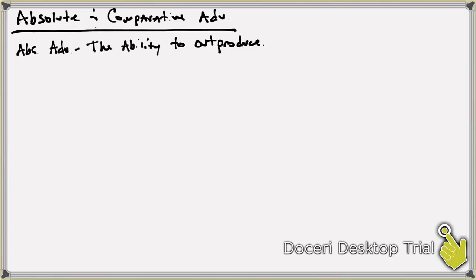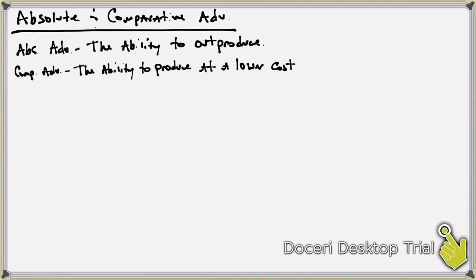Second concept is comparative advantage. Comparative advantage, by definition, is the ability to produce at a lower cost than others.